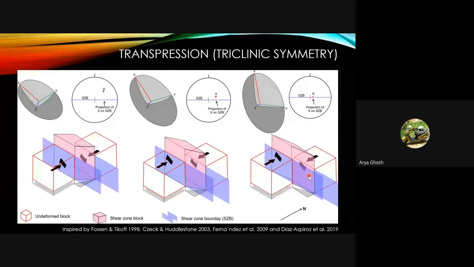And if we have a look at the stretching direction, it will move in space. Not only move in space, it will also move on the shear zone boundary, meaning the shear plane. Its projection will also move on the shear plane. So that's why in the case of a triclinic symmetry, we have variation in stretching lineation.